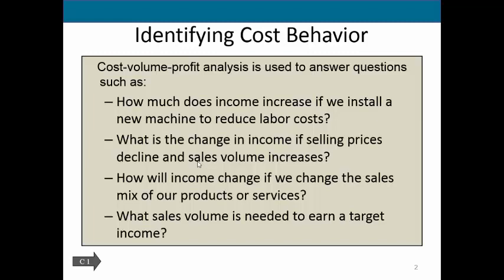So how will our income change if we change the sales mix of our products or services? We'll look into these type of questions as we get to the very end of this chapter. But in this case, we would be looking at a company that makes two products. Let's make it easy, product A and product B. And when we talk about the sales mix, we're talking about of our total sales, how many of those sales are product A versus product B. So let's say 60% of our sales are A, 40% of our sales are product B. That's what we're talking about, the sales mix.